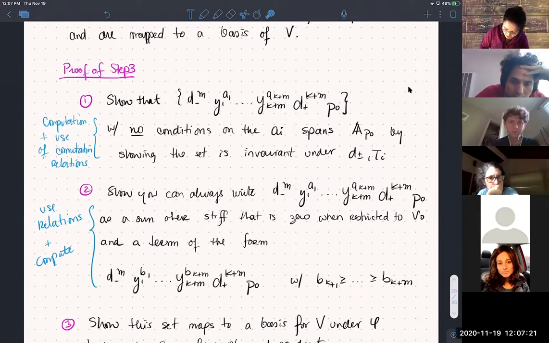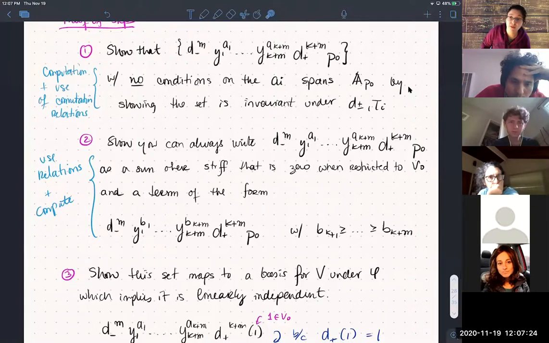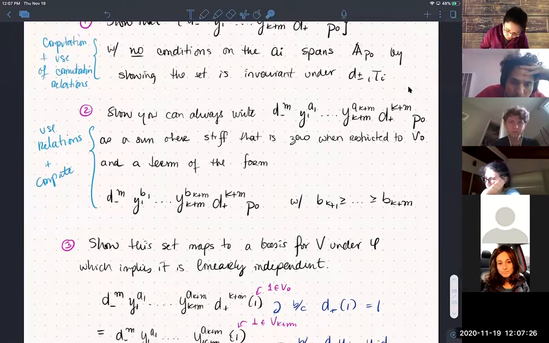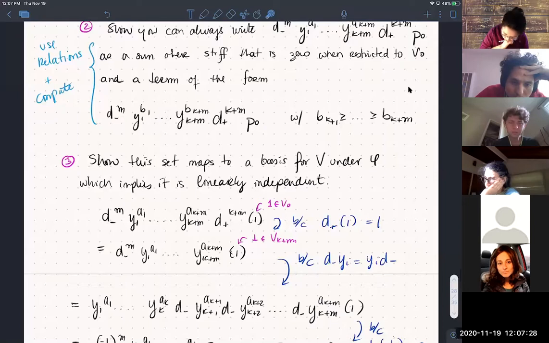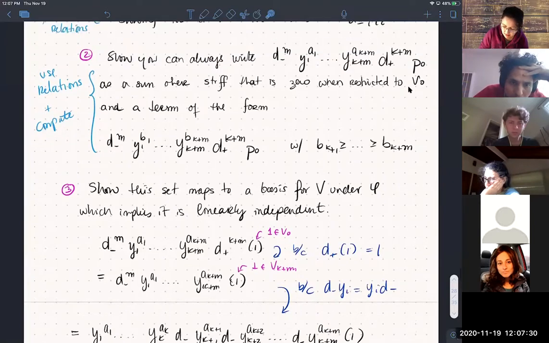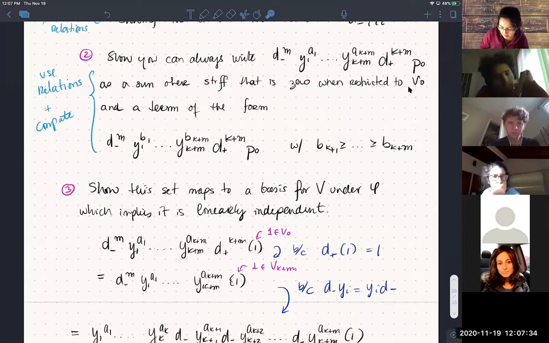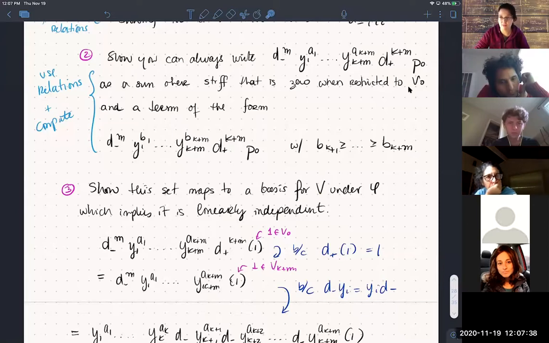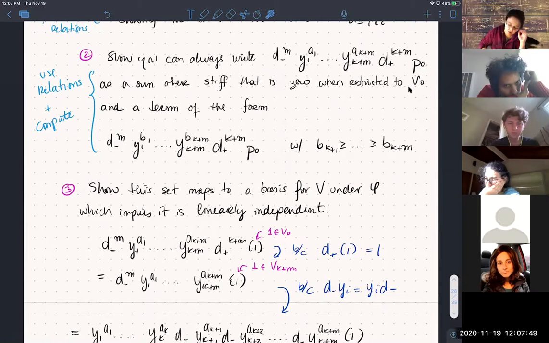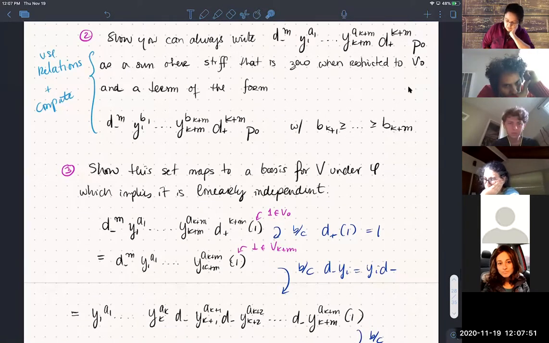Not very enlightening. The cool part is how they prove linear independence of the spanning set. So what they do is they take this spanning set and they map it to a basis for your vector space under this isomorphism. And because they're taking a spanning set and mapping it to a basis, that proves that that set is also linearly independent, which means that it is a basis for the original space. So how do they do this?